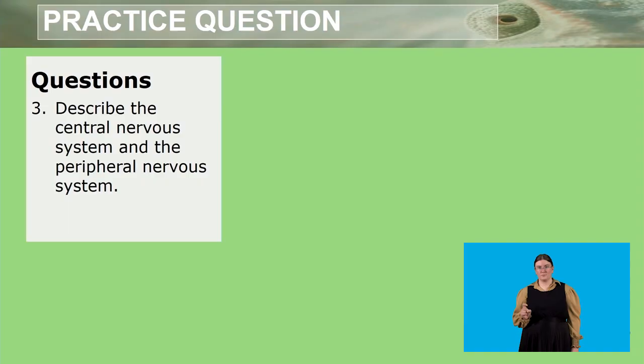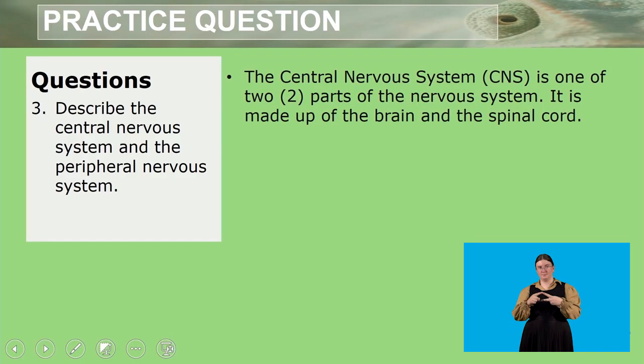Our next question requires us to describe the central nervous system and the peripheral nervous system. So the central nervous system, we know that it is abbreviated as CNS, is one of two parts of the nervous system. It is made up of the brain and the spinal cord.